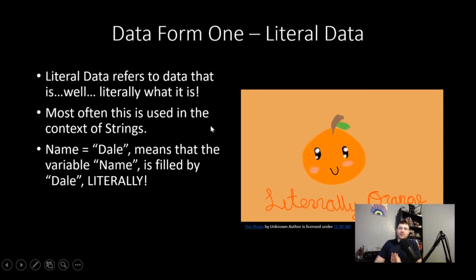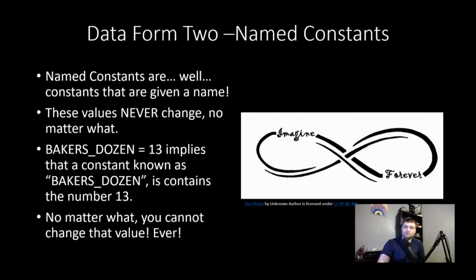Now, most often, this is strings. Most often, this is in the context of strings. Name equals Dale, for example, right? Means that the variable name literally contains Dale. Right now, you could change Dale to say Dale R, to say Dale X, to say Dale Codes. Then the name variable will mean whatever is written in those quotes exactly, verbatim.